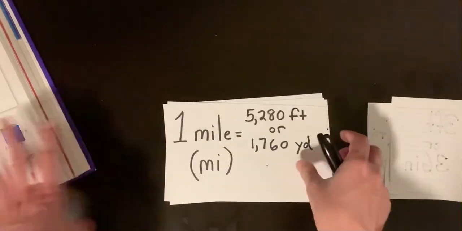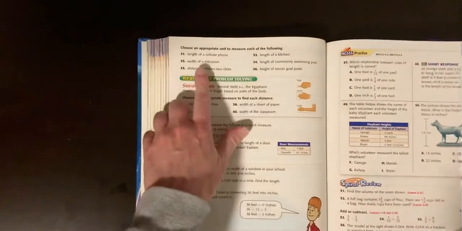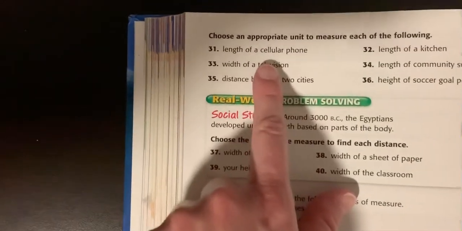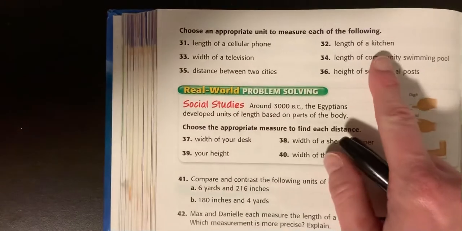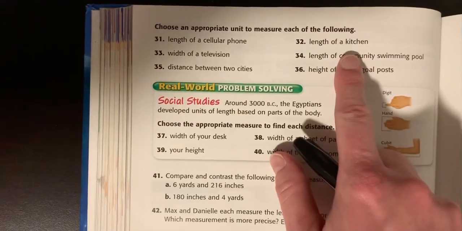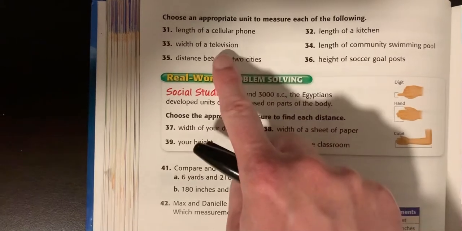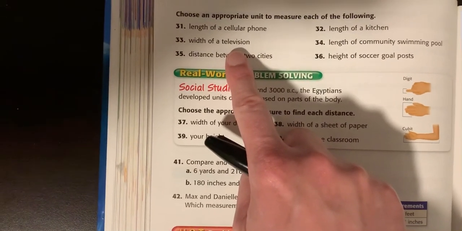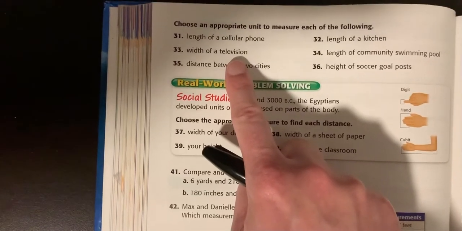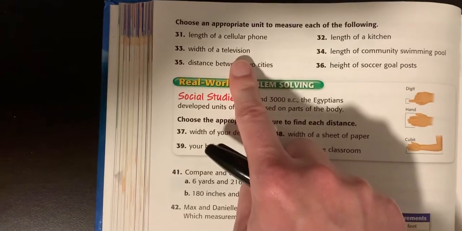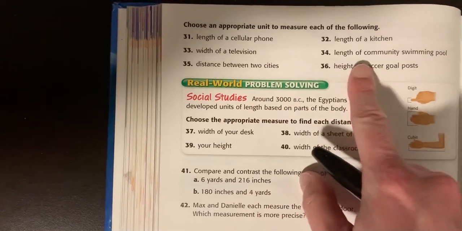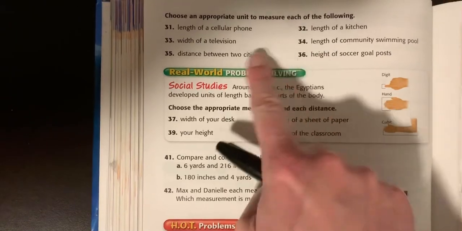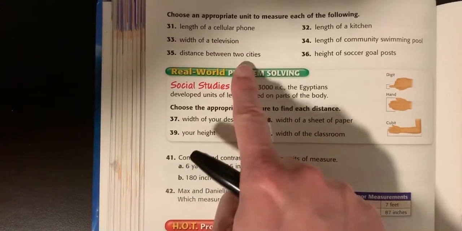So for example, a cell phone is small, so I would measure that in inches. The length of your kitchen, I would probably measure in feet. The width of a television, unless it's abnormally large, would probably be inches. If it's a ridiculously large television screen, maybe feet. The length of a community swimming pool would probably be feet or yards. Both of those are acceptable. It just has to make common sense.